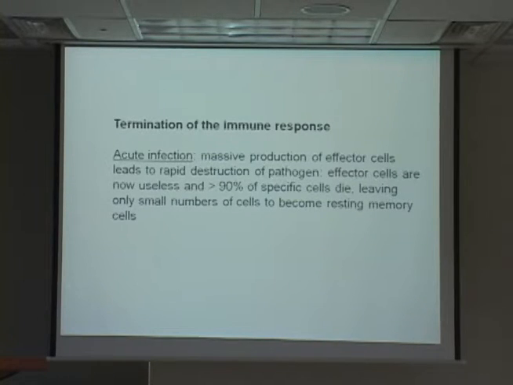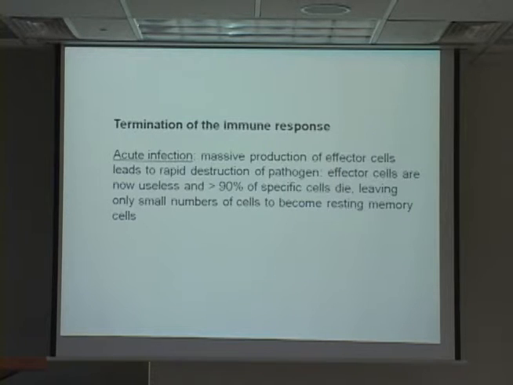So if you're dealing with an acute infection, say influenza, or in the mouse, lymphocytic choriomeningitis virus infection, you mount a very vigorous immune response, massive production of effector cells, the pathogen is destroyed, and then all these effector cells that you've generated in huge numbers are now not needed. And so if every time you got an acute infection, all the effector cells survived, you'd soon be full of effector cells, which are basically in the way now.